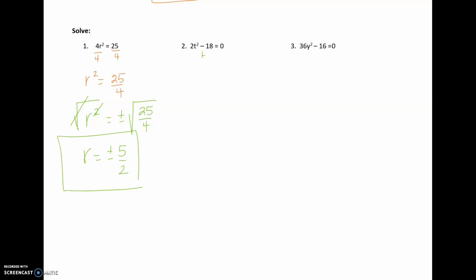And the next one, first I'm going to add 18. So I'm left with 2t squared equals 18. Then I'm going to divide by 2, and I get t squared equals 9. To get rid of the something squared, I take the square root and I make it positive or negative. The square root of t squared is t. The square root of 9 is 3. So t equals positive or negative 3.